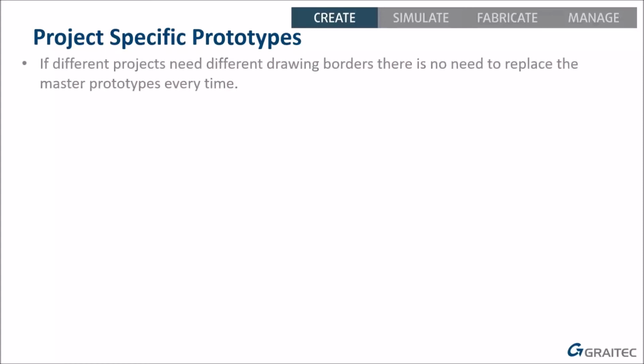Finally, you come to project-specific prototypes. How do you do that? You're a freelancer and you have jobs for 3 or 4 different repeat customers, and they like their own borders. They'll want it with their logos in and so on. So you want to be able to use different blank sheets depending on which project you're working on. You don't have to keep changing the master files. That's the critical thing. Leave those master ones alone. They'll be the ones with your company names on.